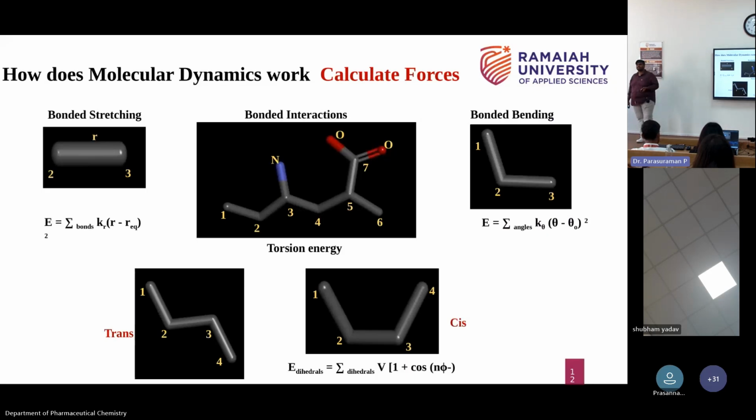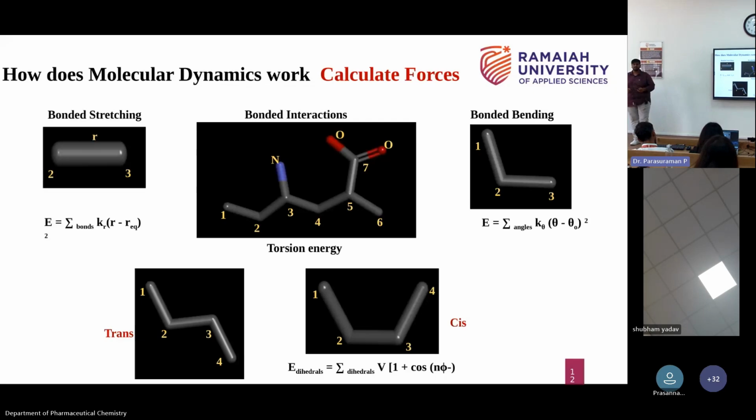So in molecular dynamics, first we'll be analyzing the interactions. There are two types: bonded interactions and non-bonded interactions. In bonded interactions, we have different types like bond stretching, bond bending, and torsion energy. So consider this as a hypothetical molecule. We have different bonds, and we predict the bond using Hooke's law. We consider two atoms as balls and the bond as a spring. So stretching and bending of the two balls, we analyze the bond stretching by using this formula.